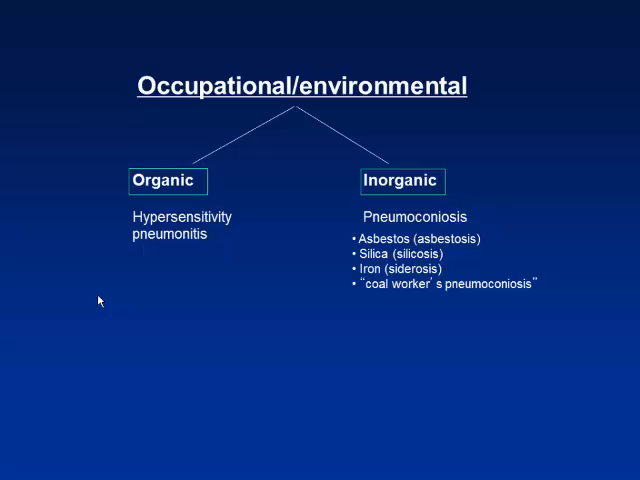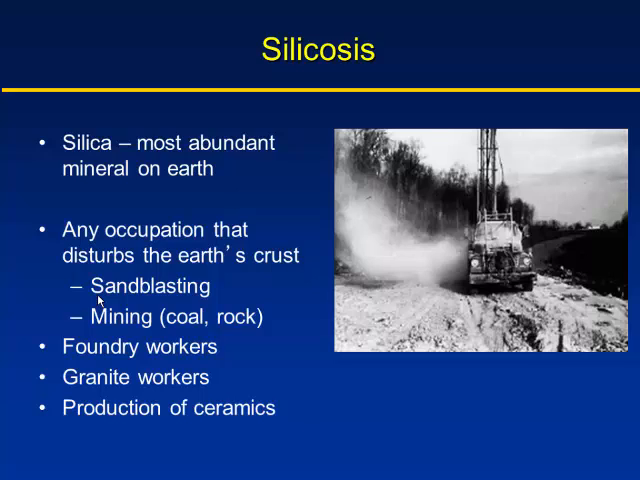Another way of looking at this, when you approach somebody with ILD, is you can separate into organic and inorganic when you're talking about occupational and environmental, which go together really. So we talked about HP, that's organic. There can also be inorganic ways of injuring the lungs, and that's known as the pneumoconioses: asbestos, silica, iron, coal worker. Silica is the most abundant mineral on Earth, so any occupation that disturbs the crust of the Earth will expose one to silica.